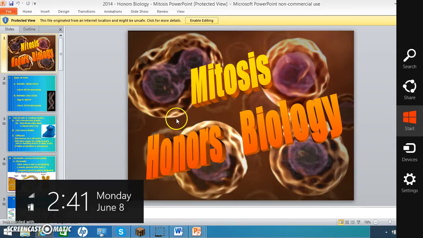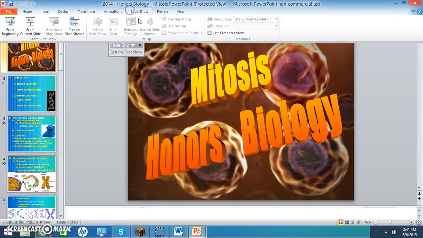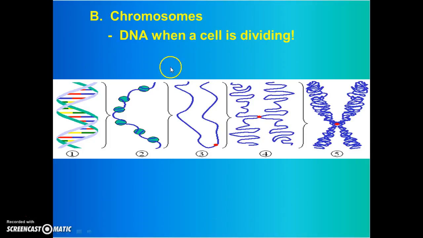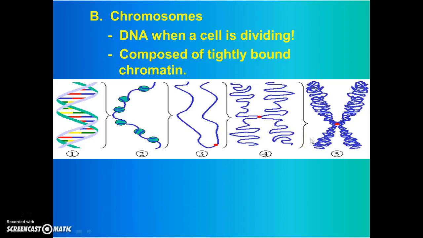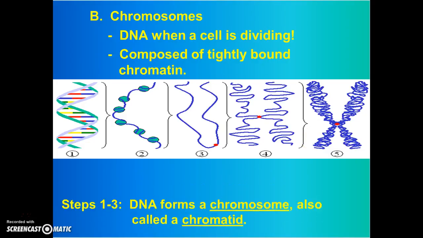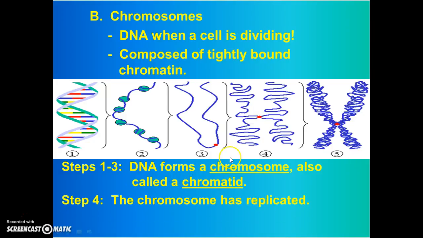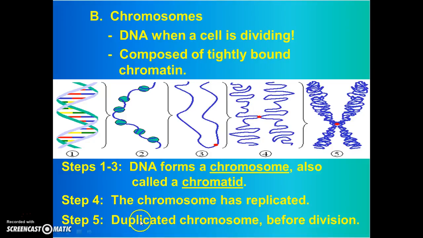But chromosomes are the DNA when the cell is dividing. It is these X's. And it's still a tangled mess, but at least it's in a format in which it can be split evenly. It's composed of tightly bound chromatin. In steps 1 through 3, DNA forms a chromosome, also known as a chromatid, and then the chromosome replicates, giving duplicated chromosomes before division.